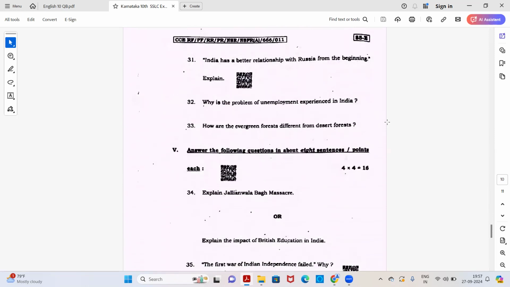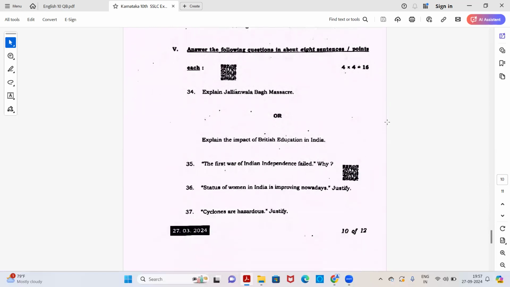Next, 31. India has a better relationship with Russia from the beginning. Explain. Why is the problem of unemployment experienced in India? How are the evergreen forests different from desert forests? Okay, so here we end with the 4th main, that is 3-mark questions. You got an idea like what sort of questions from which chapters are going to be asked.